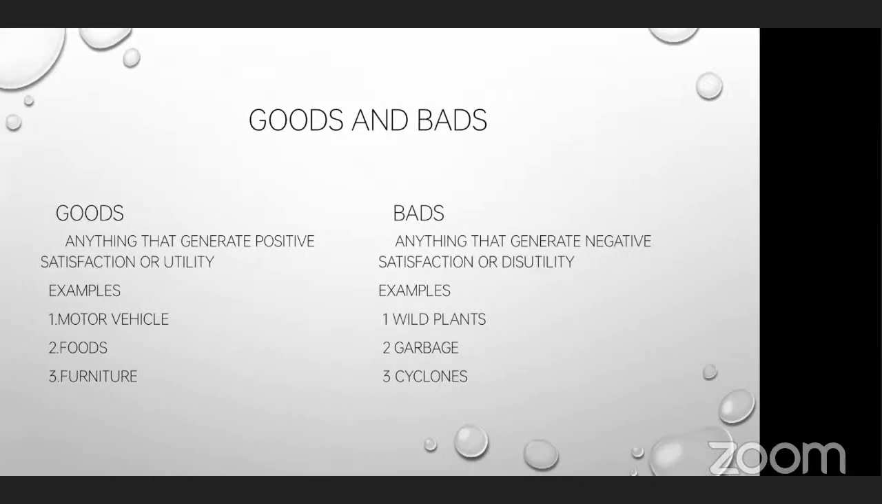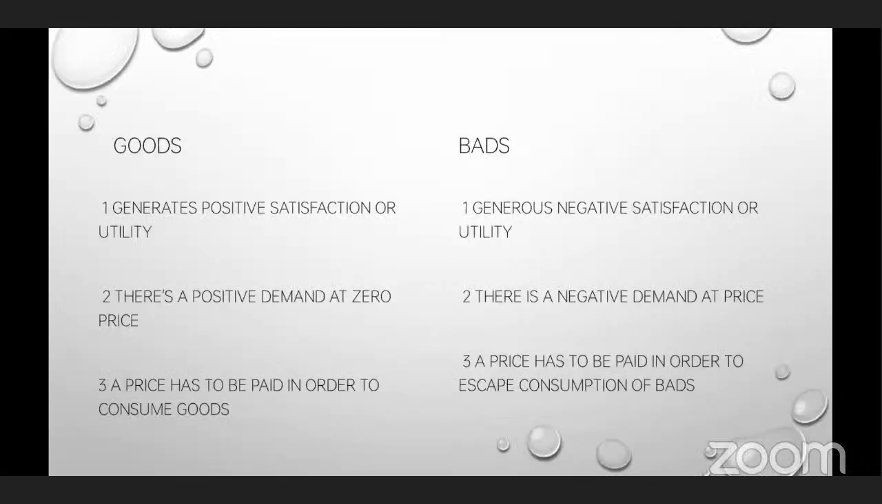Okay, we will compare goods and bads. Goods generate positive satisfaction or utility, while bads generate negative satisfaction or disutility. There is a positive demand at zero price for goods, while there is a negative demand at any price for bads. A price has to be paid in order to consume goods. For bads, a price has to be paid in order to escape consumption.